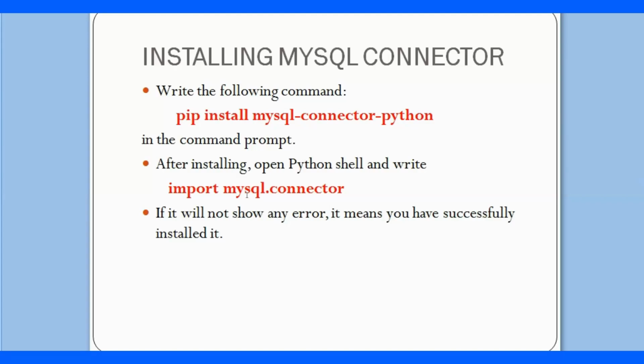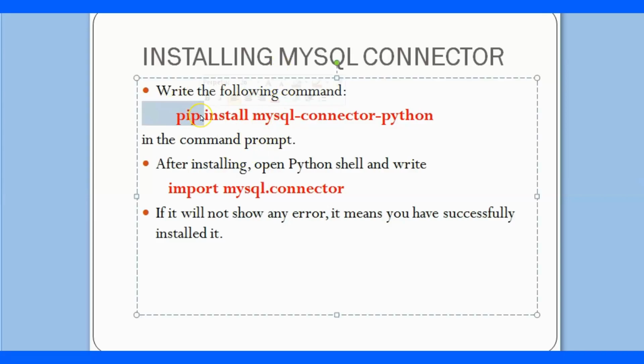Let us recap the last video. First of all, for installing the MySQL connector, you should use the pip command: pip install mysql-connector-python in the command prompt. After installing, you should check whether the connection has been made correctly or not. For that, you should import MySQL.connector in the Python shell prompt.